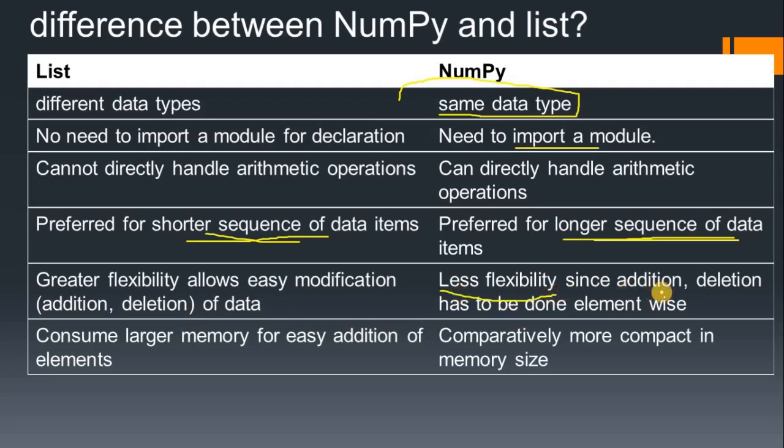Then the list has greater flexibility, allowing modification, addition and deletion of data. Here in NumPy it has less flexibility, since addition and deletion have to be done element-wise. And a list consumes larger memory for easy addition of elements, while NumPy is comparatively more compact in memory size, because it stores the values in a continuous location. So these are the differences between list and NumPy.